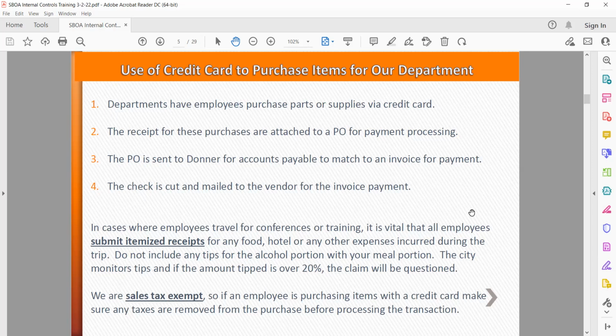In cases where employees travel for conferences or training, it is vital that all employees submit itemized receipts for any food, hotel, or any other expense incurred during the trip. Do not include any tips for the alcohol portion with your meal portion. The city monitors tips, and if the amount tipped is over 20%, the claim will be questioned. We are sales tax exempt, so if an employee is purchasing items with a credit card, make sure any taxes are removed from the purchase before processing the transaction.